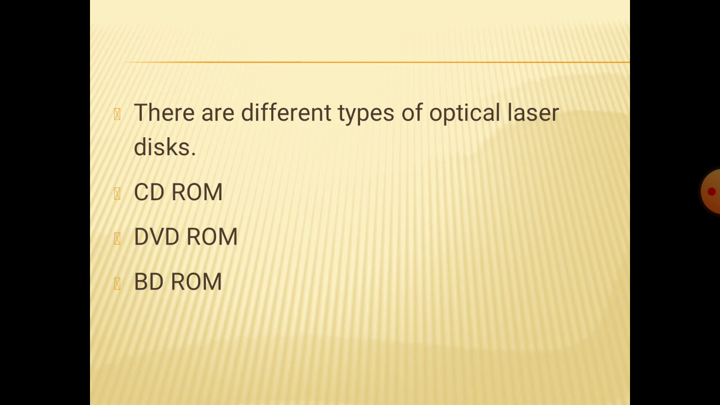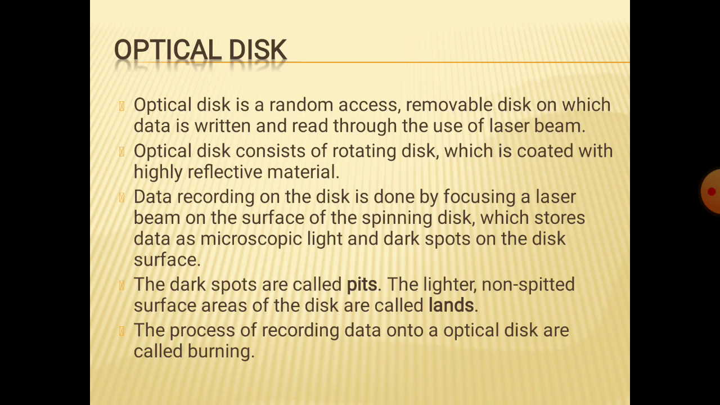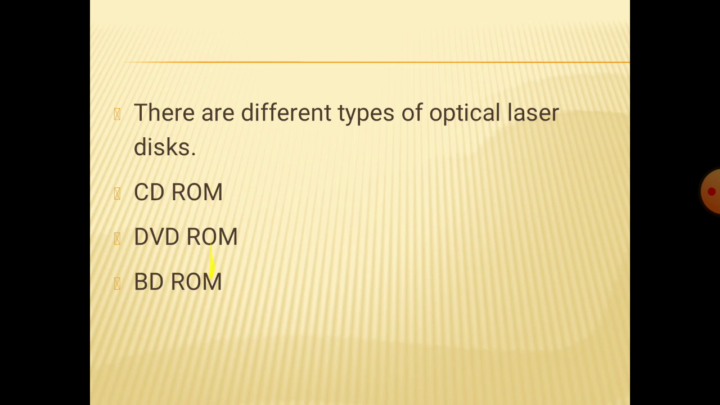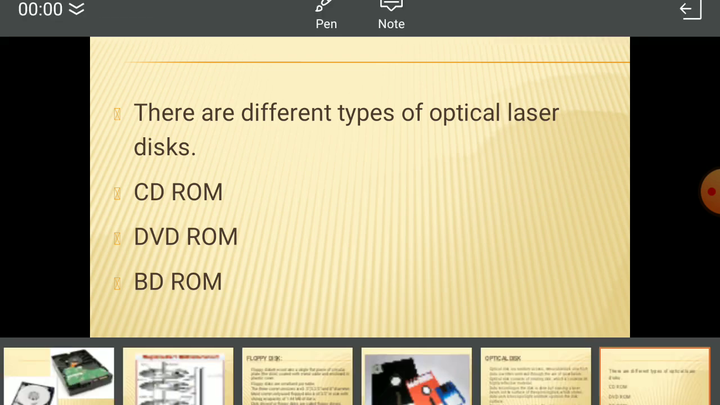And ROM, we all know, is read only memory, where once the data is entered, we cannot edit it, we cannot delete it, nothing is changeable. So we have the different types of optical disc. Remember these three first, then we'll see the differences later. Just remember CD, DVD and BD. CD stands for compact disc, DVD stands for digital versatile disc, and BD stands for Blu-ray disc.